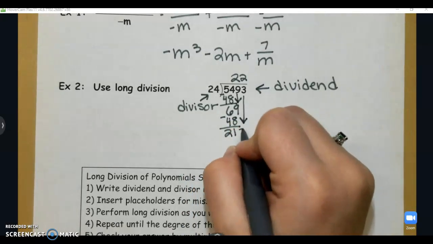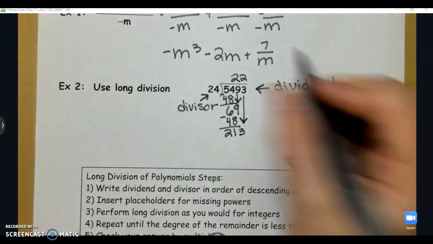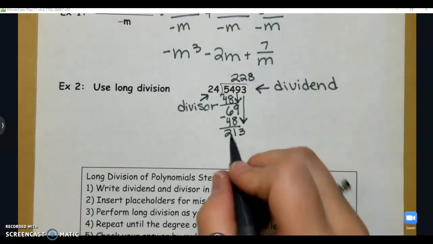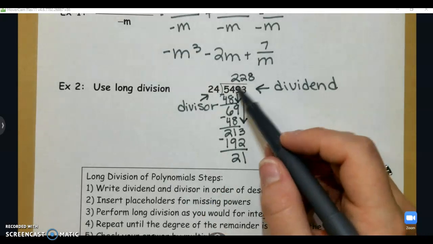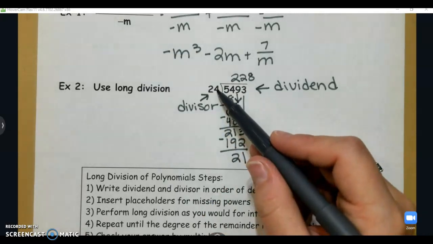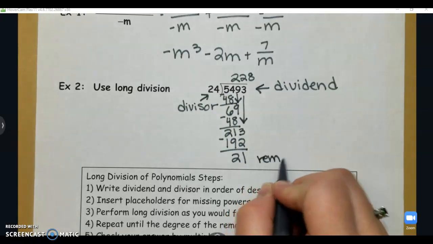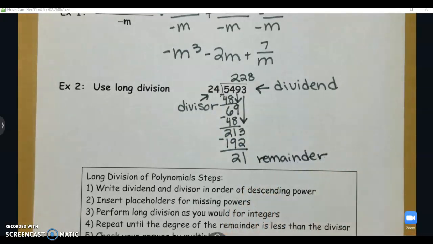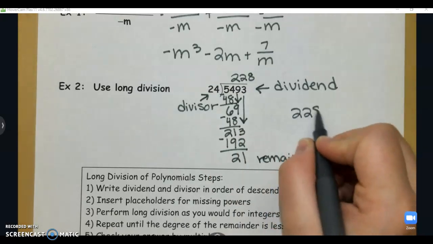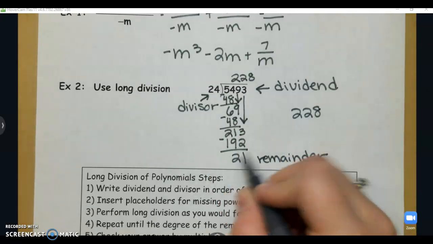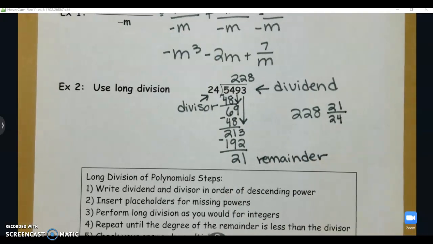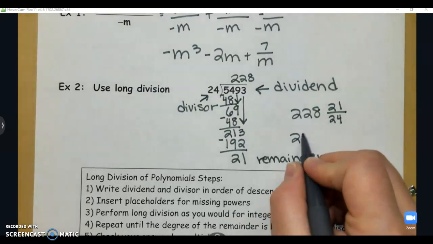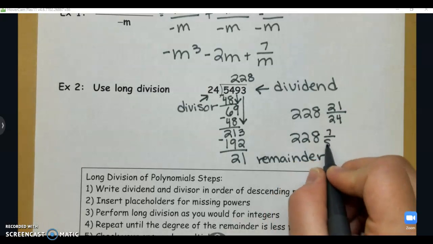I bring down my last digit, and 213. 24 goes into that 8 times. 8 times 24 is 192. And what I end up with left is 21. Now, I have no more numbers left to pull, and 21 is less than my divisor, 24, so this becomes my remainder. And so our answer is 228, and then a fraction of your remainder over your divisor. So that would be 228 and 21 24ths, which simplifies to 228 and 7/8.